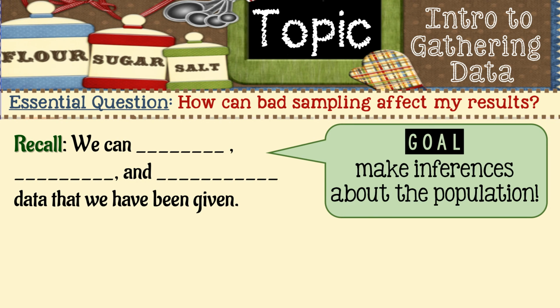Your big goal in statistics is to make inferences about your population. You want to know what the big picture is. The problem is you don't want to go around to every single person to figure out what the big picture is, and we're going to talk about some reasons why.